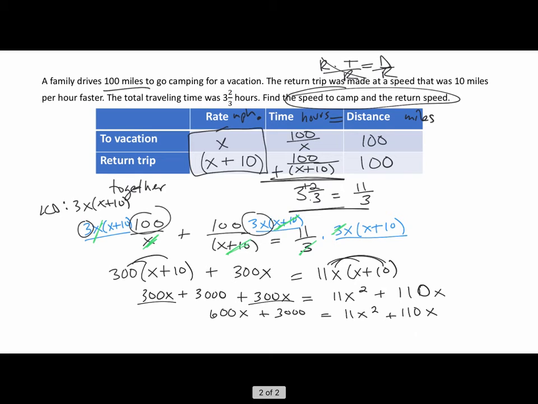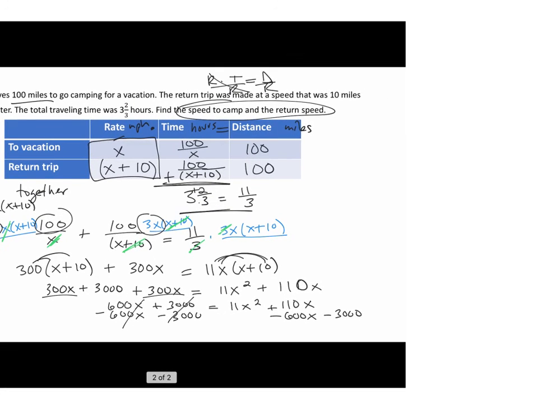Okay. So now I want to get all of my terms on the right side. So I'm going to opposite the left side terms, minus 600x minus 3,000. Because then we'll have 0 on the left. Equals 11x squared. Combine those together. Minus 490x minus 3,000. Wow. I hope I can divide 11, but it doesn't look like it divides by those terms. So it looks like we're going to be using quadratic formula.